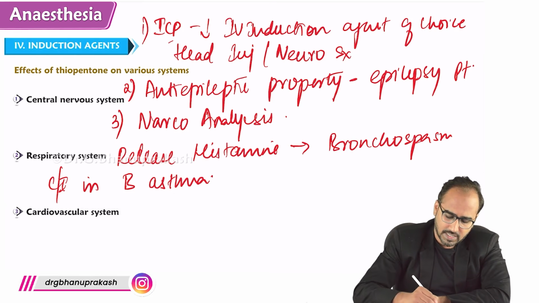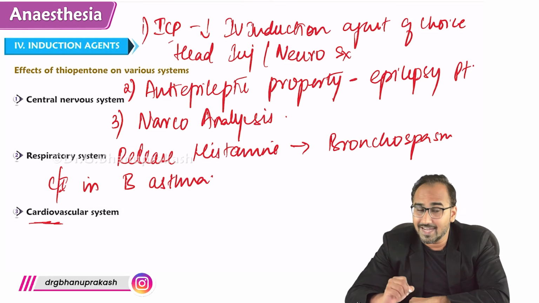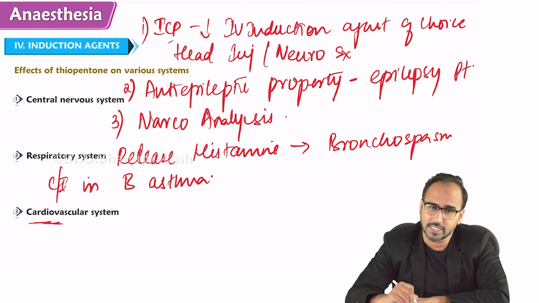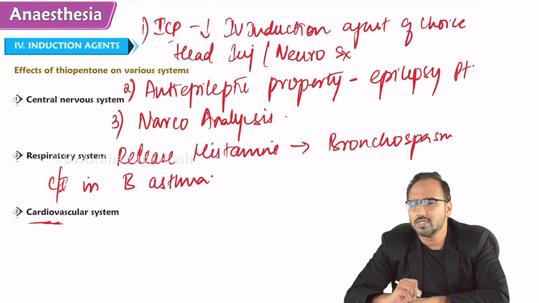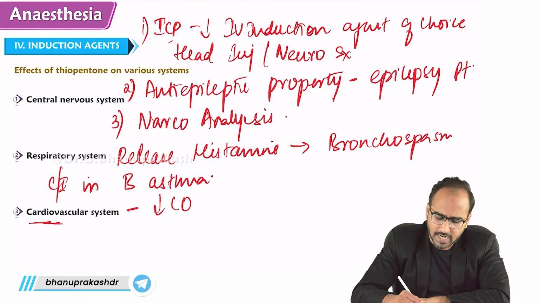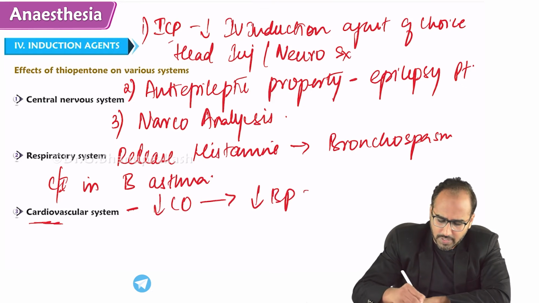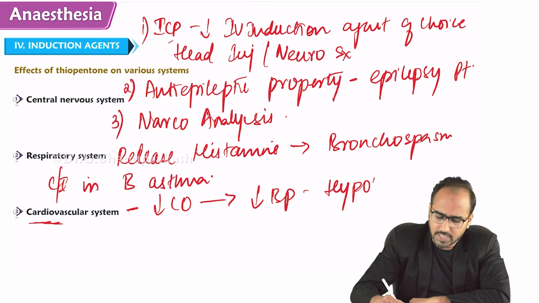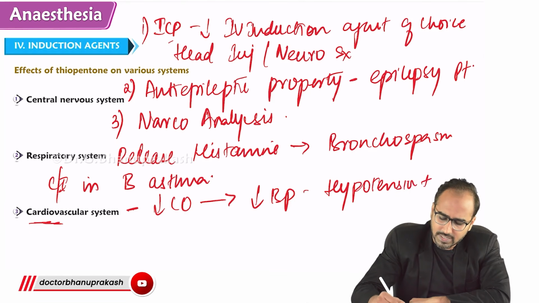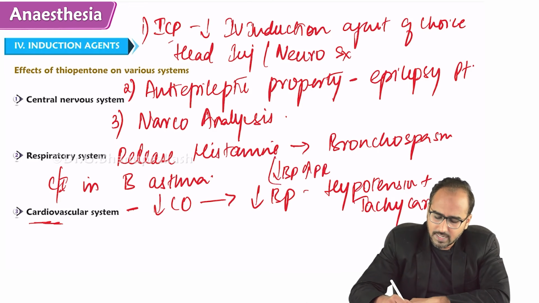Right? Next, what does sodium thiopentone do to the cardiovascular system? Is it a friend or enemy? Again, it is an enemy. Enemy means contraindications. Enemy means what will it do, stimulation of the heart or depression? Depression. Sodium thiopentone decreases the cardiac output, thereby causing a decrease in BP. That is, sodium thiopentone causes hypotension, and with hypotension it causes tachycardia.